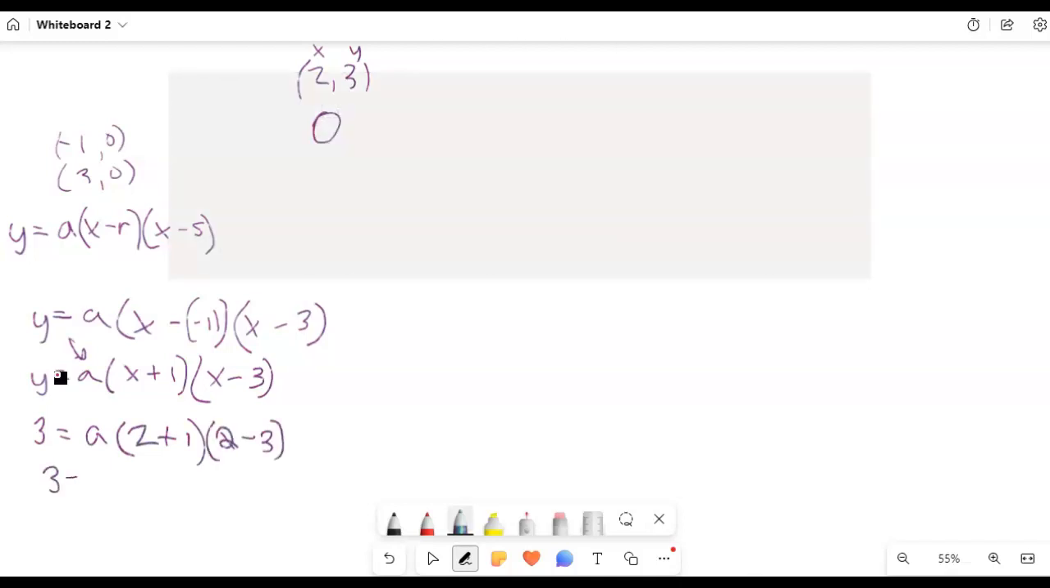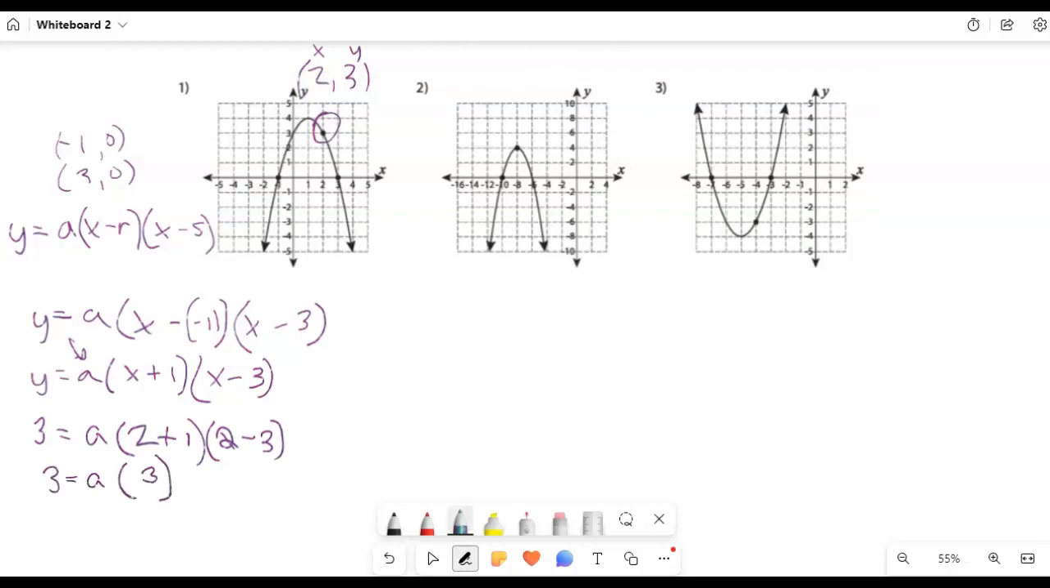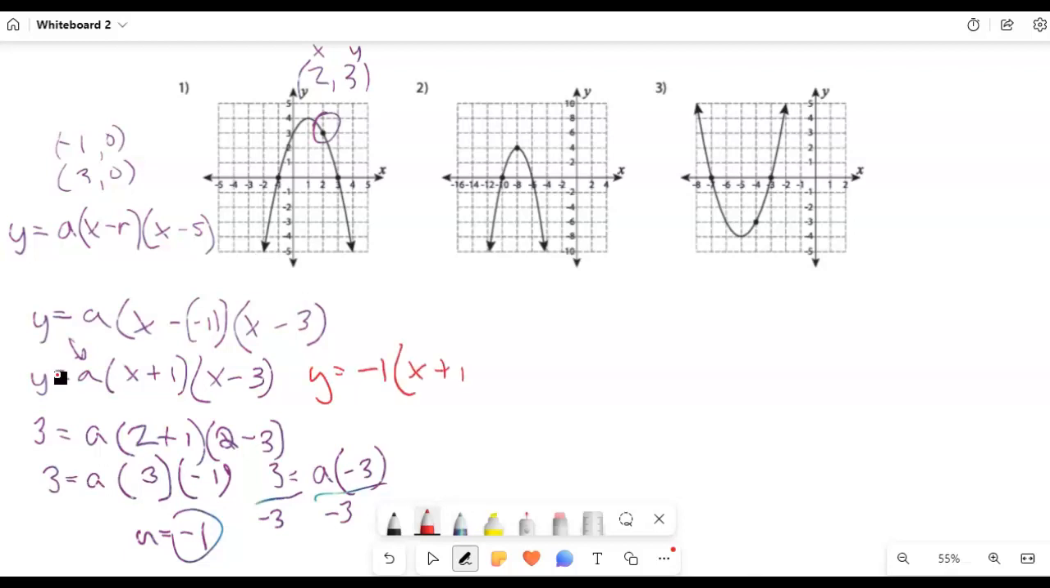And so here we'll get 3 equals a times 3 times -1. And so then we get 3 equals a times -3, or -3a. And so when I divide both sides by -3, I'll get a equals -1. This means the coefficient of my equation is -1. So going back up to the original equation that I created, I can write this as y equals -1 times x plus 1 times x minus 3.